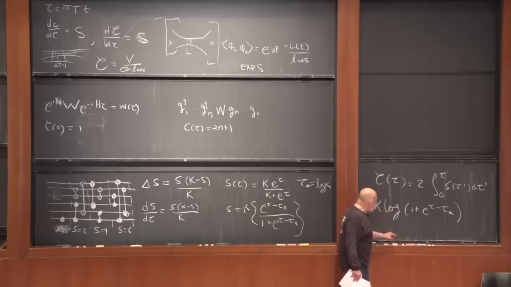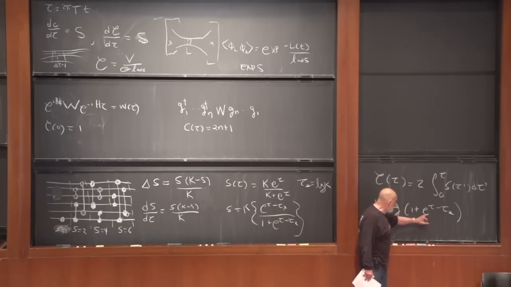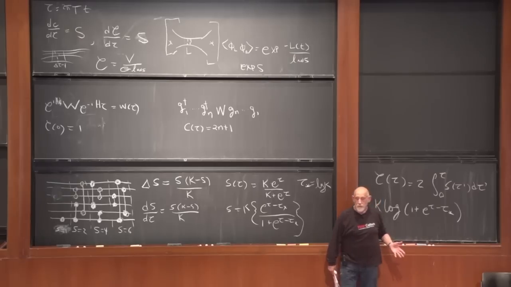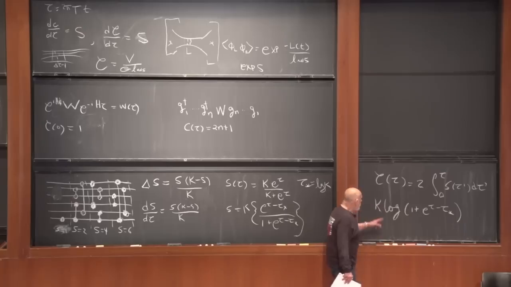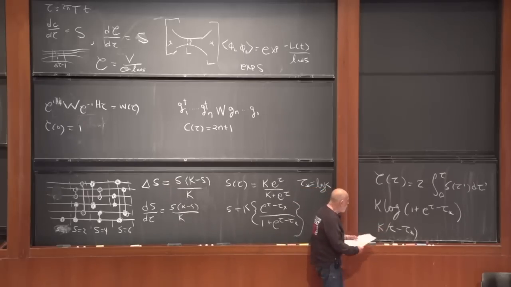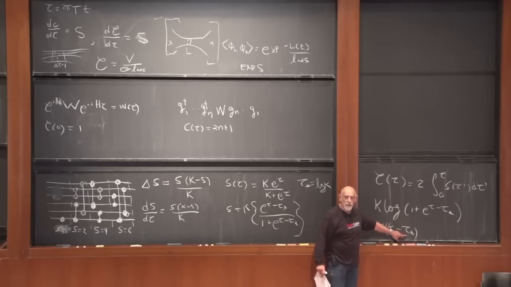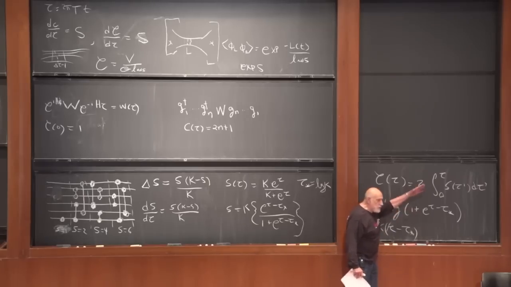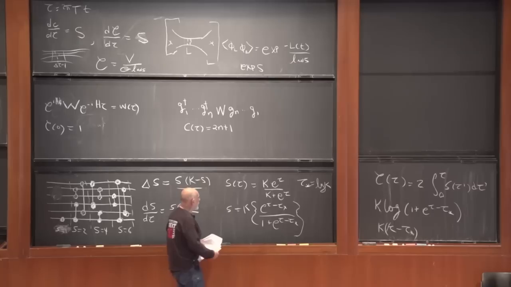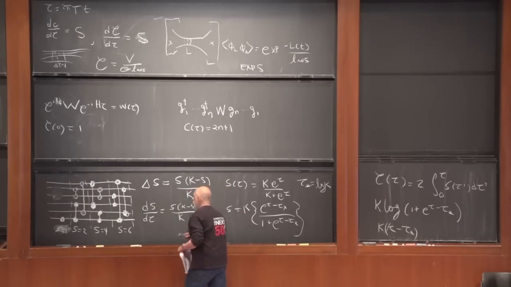Okay, for small tau, it's very small, but it grows exponentially. But what happens for large tau? For large tau, it just becomes log of e to the tau minus tau star. This thing just grows at large time like K times tau minus tau star. In other words, it grows exactly the way complexity is supposed to grow, except that it's delayed by the scrambling time. The growth of complexity is delayed by the scrambling time, and then it starts to grow linearly, the same way it grew linearly up here. Let me draw a little picture to indicate what's going on. What's going on is something like the following.